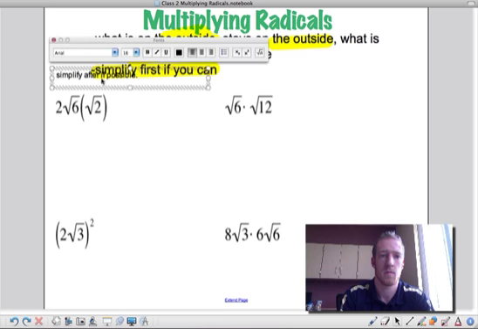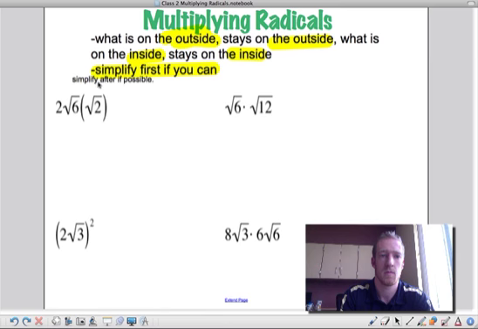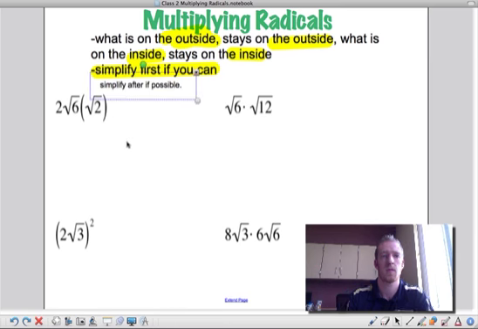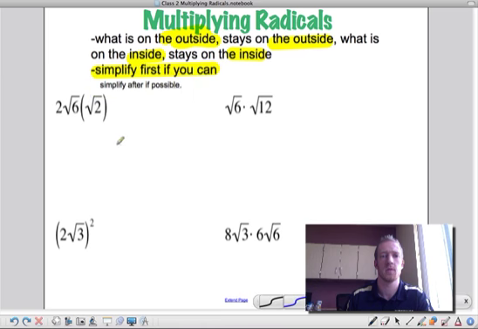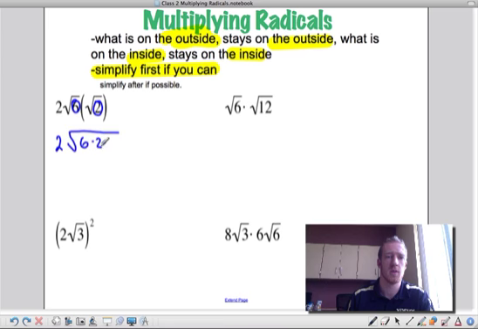Alright, so you're going to always check that. Simplify after if possible as well. So, root 6 can't be simplified, root 2 can't be simplified, so we're going to multiply the insides. There's nothing on the outside, so there's a 2, and then 6 times 2.